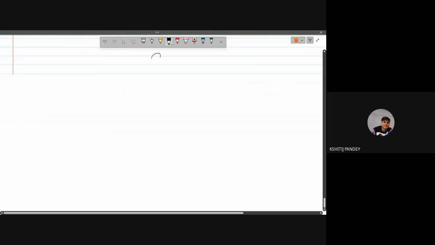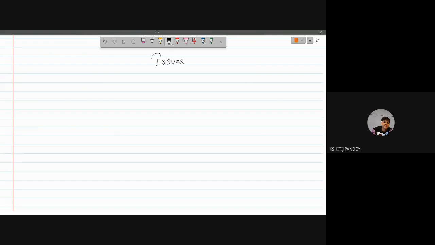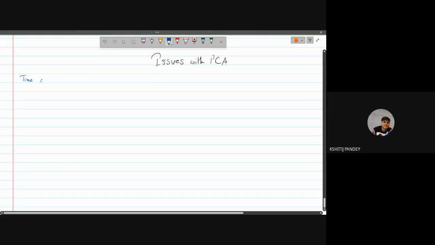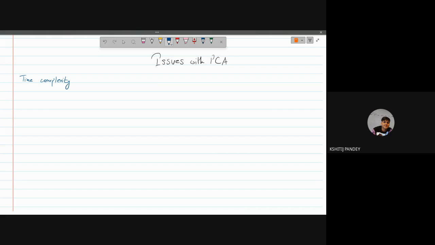Issue with PCA. Okay. So the first issue is time complexity. To find the eigenvector, you have to do calculations on the covariance matrix, which belongs to R d cross d. So when d is very large, the computation on this is very time consuming.